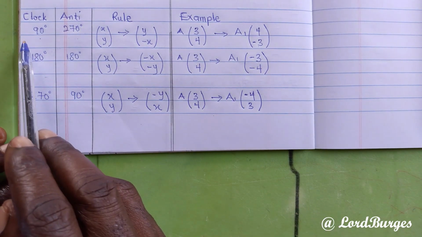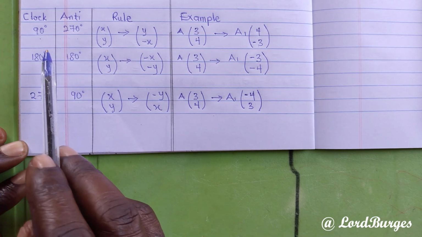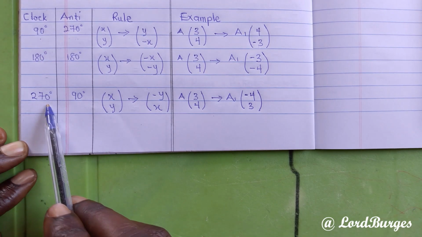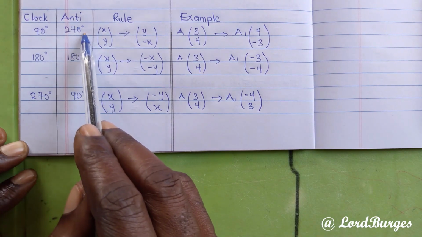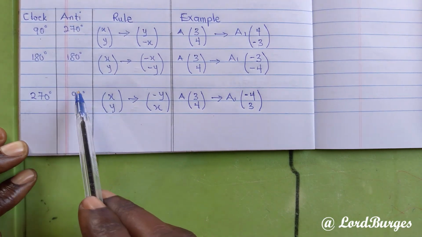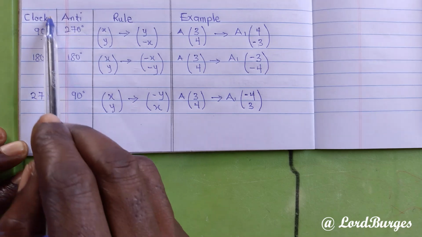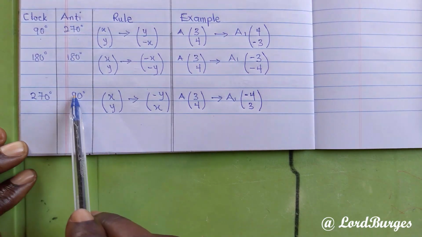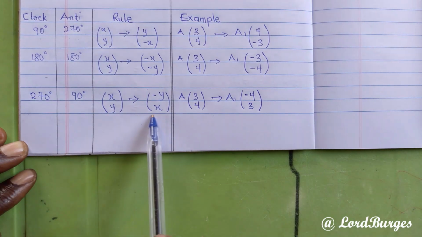That is rotation through clockwise, we have 90, 180, 270, the same as anti-clockwise 270, 180, and 90. So when you know one side, you only need to find the opposite side, in which the rules are the same.